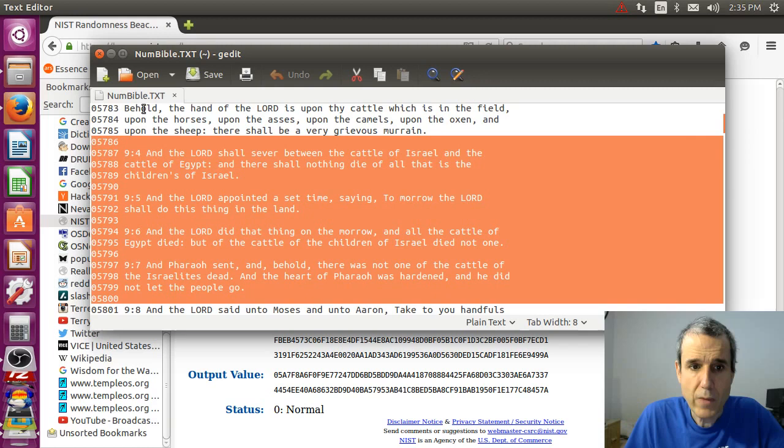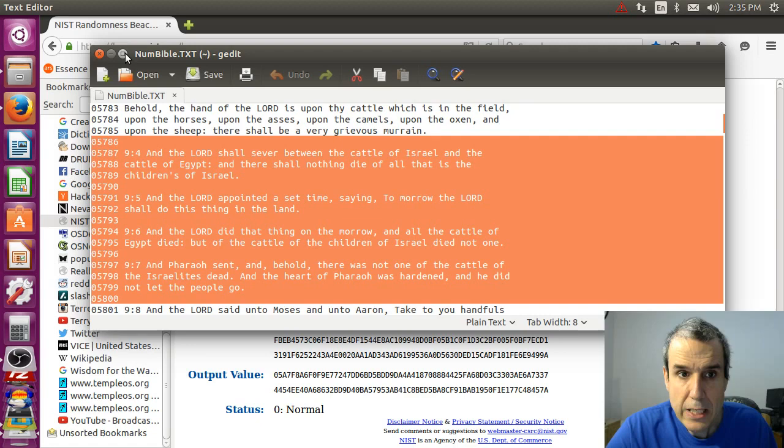And the Lord shall sever between the cattle of Israel and the cattle of Egypt. There shall be none die of all that is the children of Israel's. The Lord appointed a set time, saying, tomorrow the Lord shall do this thing in the land. And the Lord did that thing on the morrow, and all the cattle of Egypt died, but the cattle of the children of Israel died not one. And Pharaoh sent, and behold, there was not one of the cattle of the Israelites dead. And the heart of Pharaoh was hardened, and he did not let the people go.